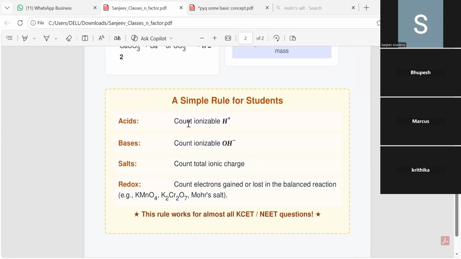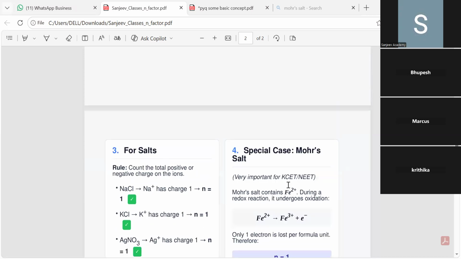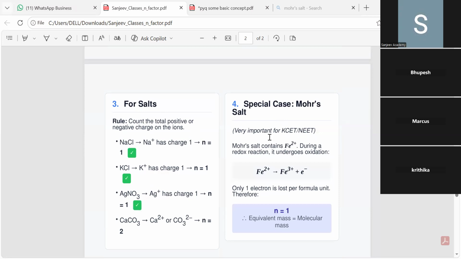So for acids, you have to count the H plus ions, for bases OH minus ions. For salt, the more salt is there, right? We had ionic charge change, meaning Fe2 plus to Fe3 plus. So it is losing one electron. This one, n is equal to 1. Okay, this is the important one for the mole salt.